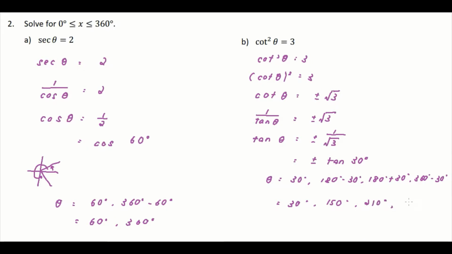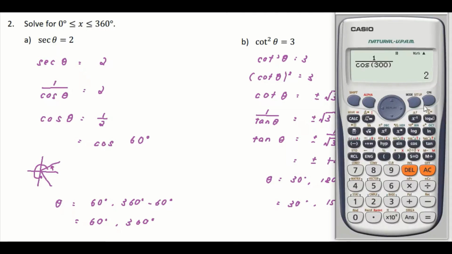210, and 330. Okay, so the same thing, you can just use your calculator. You can't press that, so it means you will need to put in brackets 1 over tangent. Let us try out maybe 150.